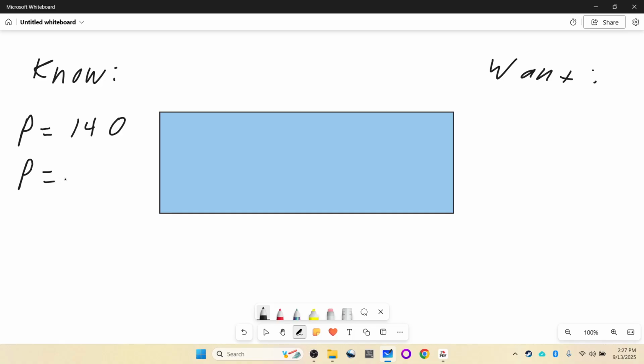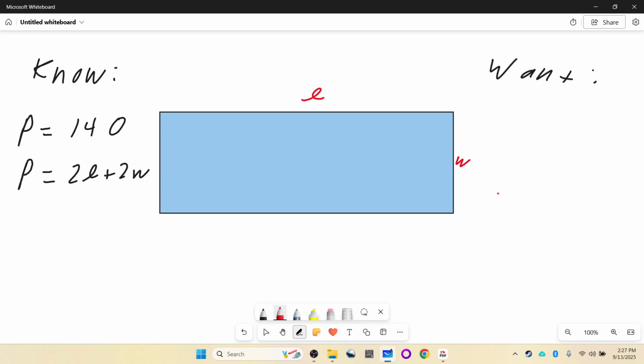But what you generally want to do with these is say, well, what do I know? And what do I want? Well, I know that the perimeter has to equal 140. And I have a formula for perimeter, which is 2 length plus 2 width. And let's go ahead and label these L and W for length and width.